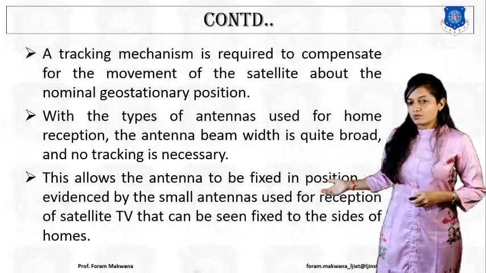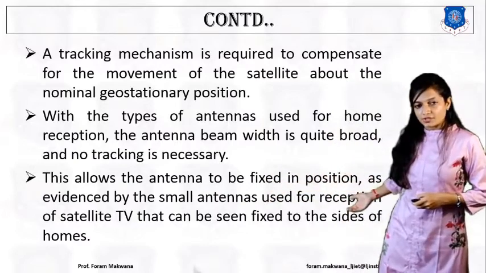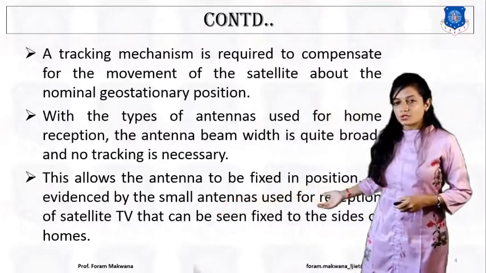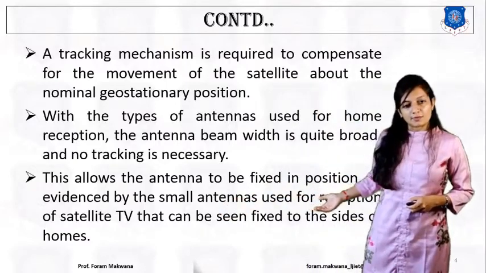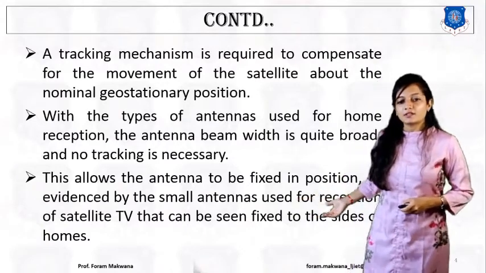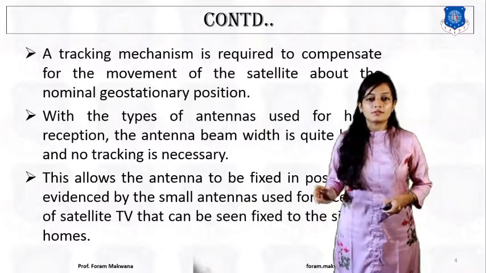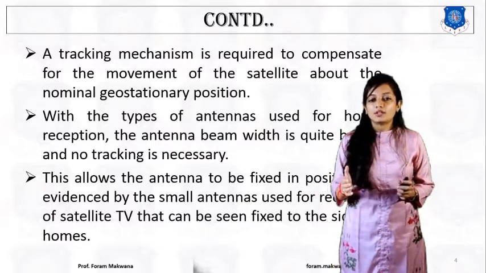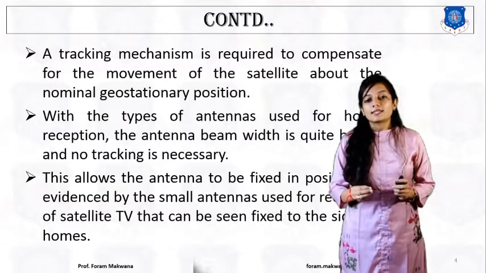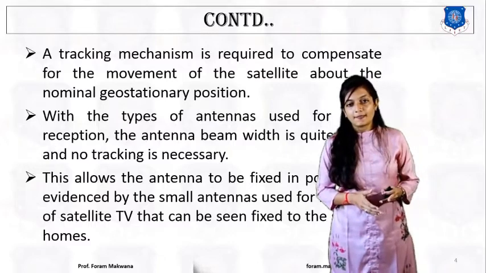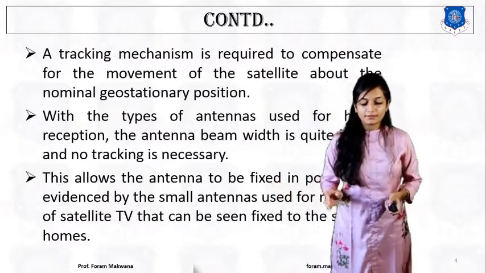So this allows the antenna to be in a fixed position, at which we can use a small antenna for the reception of satellite TV. Right? It can be fixed at the side of homes. At which azimuth and elevation angle are we getting the maximum signal? So we are going to fix our antenna at our home set. Right? The satellite is continuously moving.